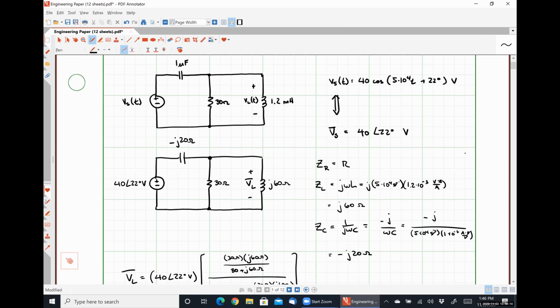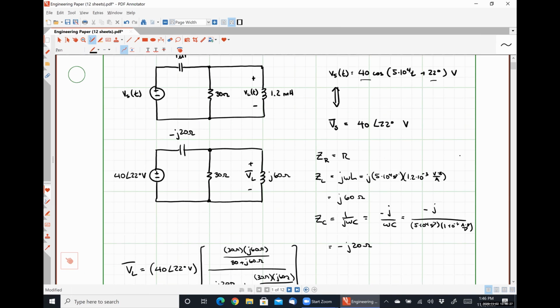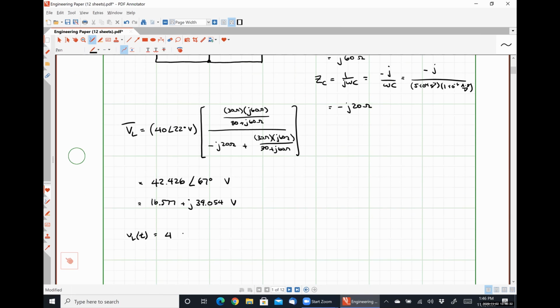Exactly right. So the polar form of the answer has a magnitude and a phase angle, and we know that the excitation frequency is the frequency at which everything in this circuit is going to oscillate. That's what allows us to do this frequency domain circuit analysis. So we would simply have 42.426 cosine omega t, where omega is 5 times 10 to the 4, t, plus 67 degrees volts.